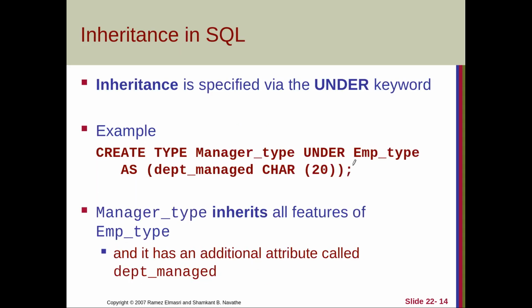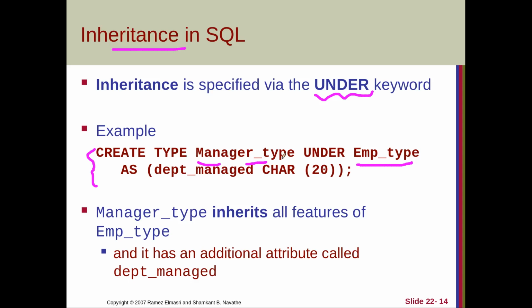Now we will see inheritance, another property of object relational database. Inheritance is usually specified by using the keyword under. In Java we are using extends. Similarly in SQL 99 we are using the under keyword for inheritance. I will show one example. Create type manager type. So I am going to create a new type, manager type, under employee type. So the only difference is create type, new type, under existing type.